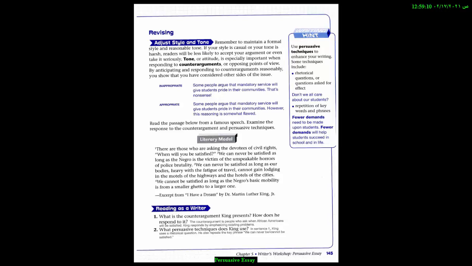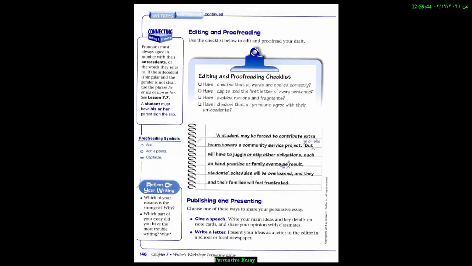Editing and proofreading. You can use this checklist below to edit and proofread your draft. For example, have I checked that all words are spelled correctly? And I recommend you use any of the applications that will help you find the mistakes in spelling. Next point, have I capitalized the first letter of every sentence? Quickly find out the first letter of every sentence. And have I avoided run-ons and fragments? More than one idea running into each other without a proper conjunction?